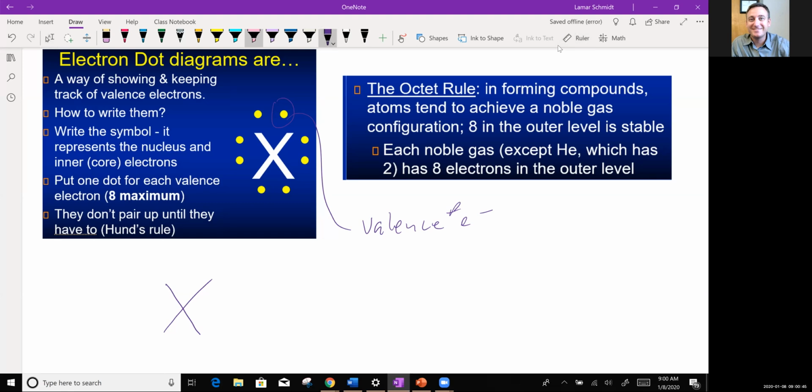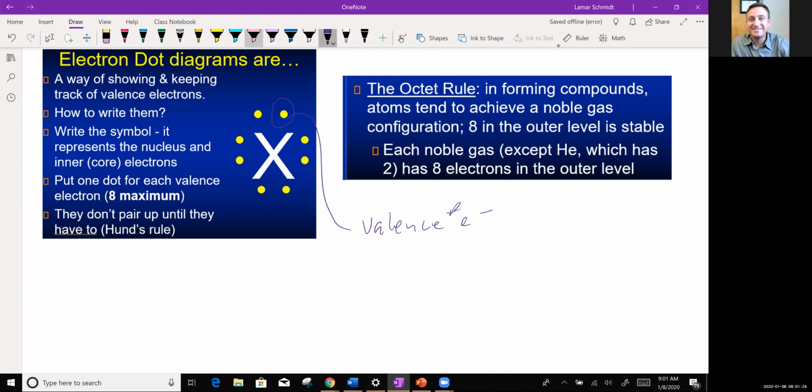So let's follow the rules here. It says you write the symbol, which represents the nucleus and the inner electrons, the core electrons, and that means these dots represent only the valence electrons. And they don't pair up until they have to. So I was going to draw this element X with the 8 electrons. I would draw them this way: 1, 2, 3, 4. You see how I put 1 on each side of the symbol, and then now they are forced to pair: 5, 6, 7, 8. And so that's how you draw them, and that's what that slide is telling us. Okay, so let's do a real element now.